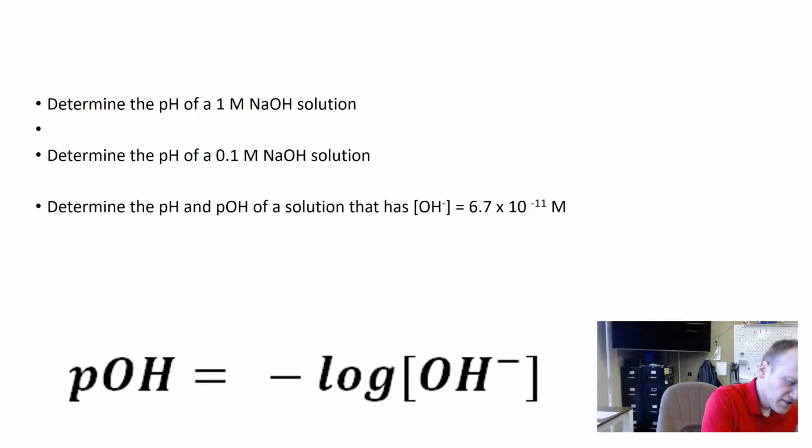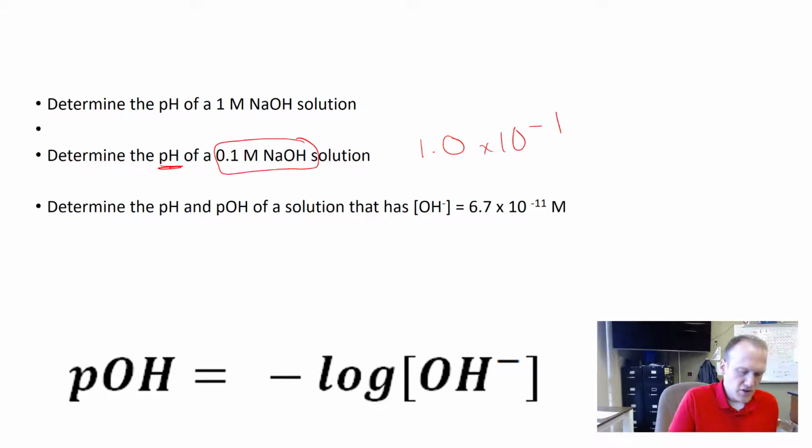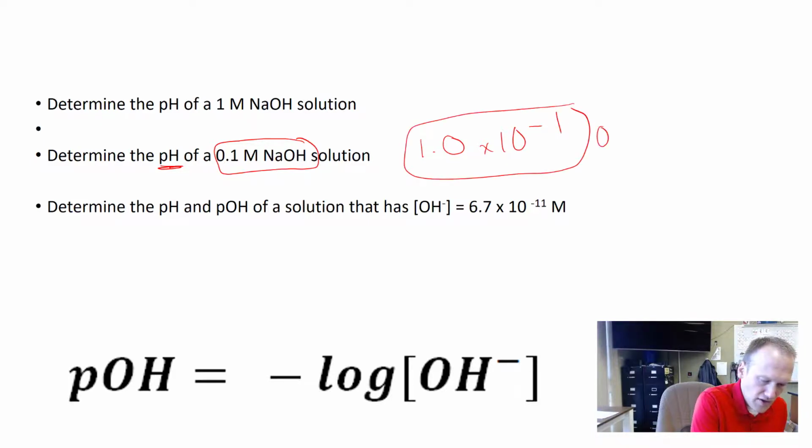For this next one, it says determine the pH of 0.1 molar of NaOH. So 0.1 molar of NaOH is 1.0 times 10 to the negative 1. But this is asking for pH, but it gave me a strong base. So that means that this is actually the OH negative concentration, but that's okay.